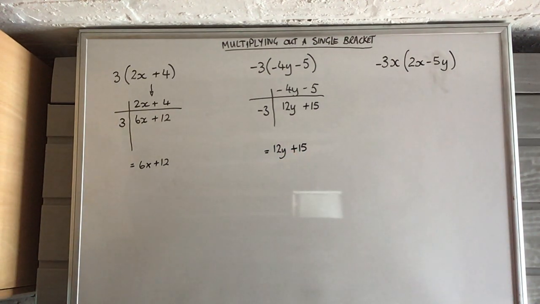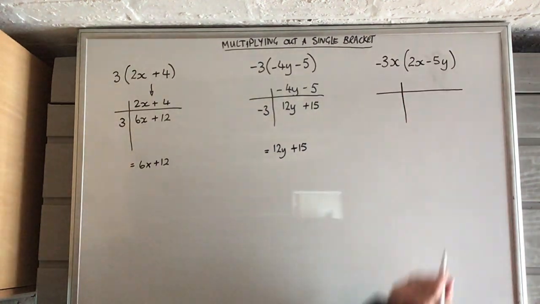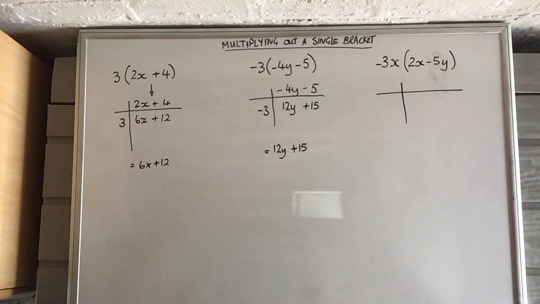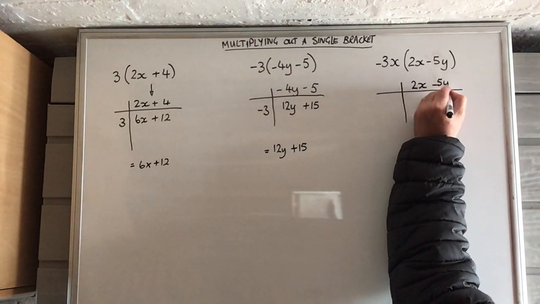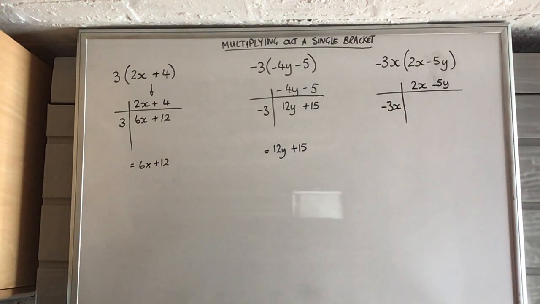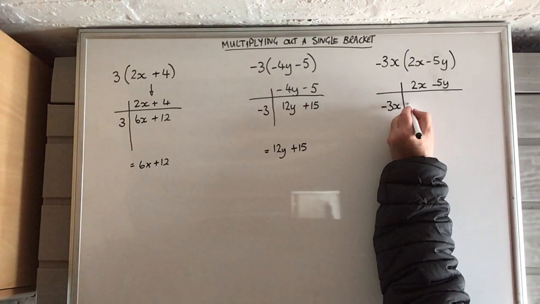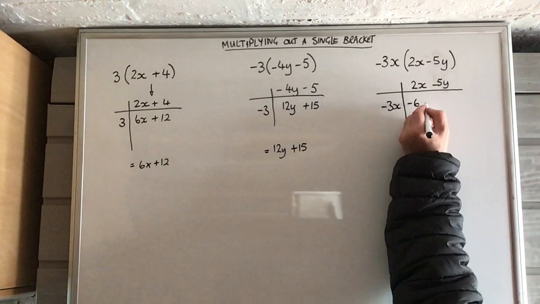And the final one, we've got x's and y's all together here, so you have to be very good with your rules for integers. So negative 3x times 2x, well before we multiply let's put the bracket in along the top, and outside the bracket down the side. Negative 3x times 2x, we'll multiply the numbers together to give you negative 6, and multiply the letters together. X times x is x squared.